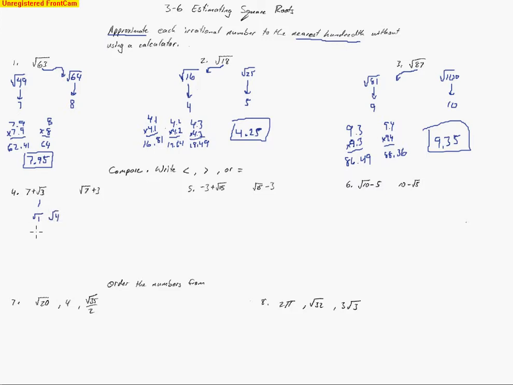So I see that the square root of 1 is 1. The square root of 4 is 2. So I know it's in between those two numbers, about 1.5 probably. And so I'm going to add 7 to that, and I get 8.5.